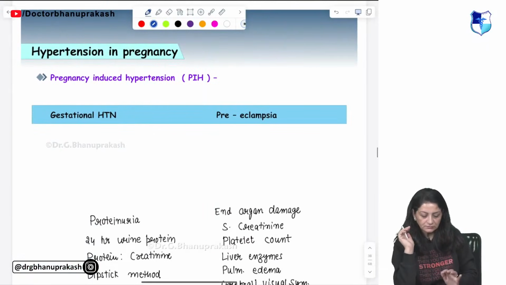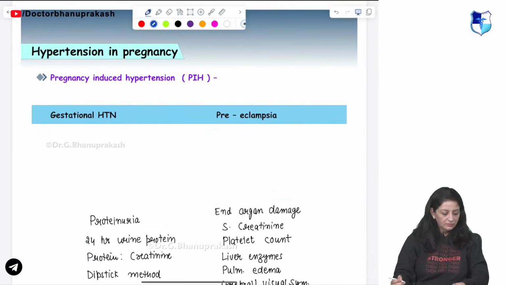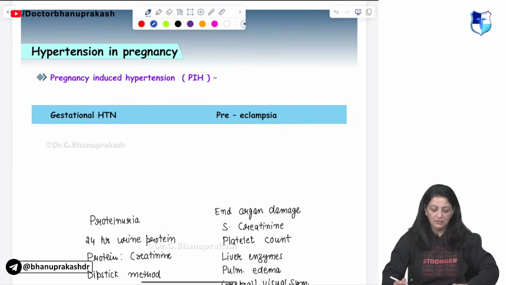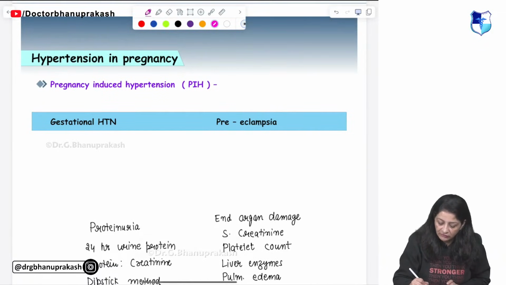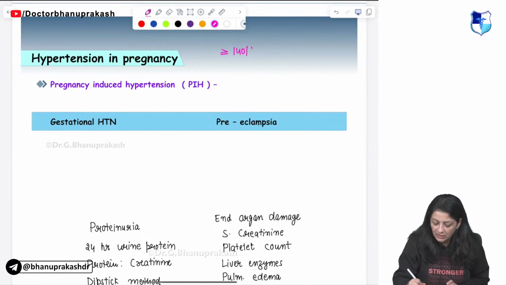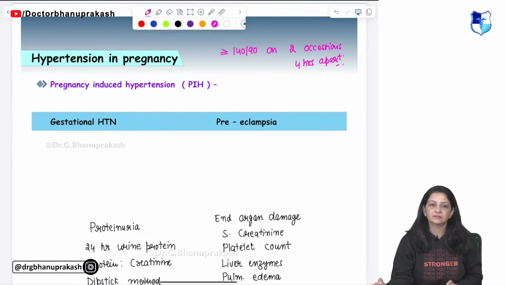Now, important topic, important one, hypertension in pregnancy. Hypertension means if the blood pressure is more than or equal to 140/90 on 2 occasions, 4 hours apart, it is called hypertension in pregnancy.